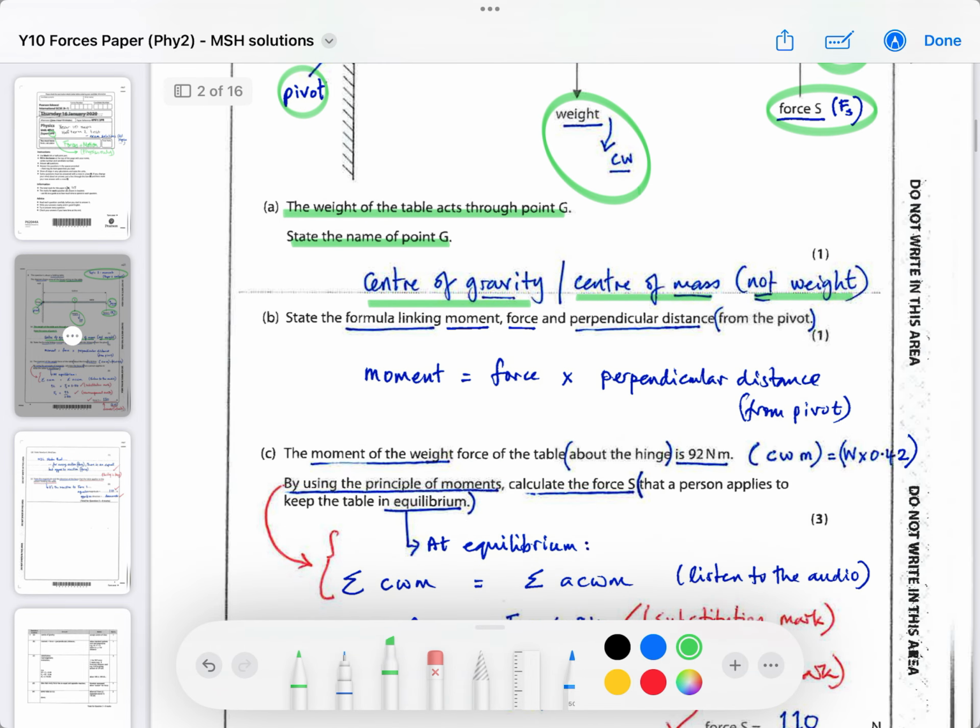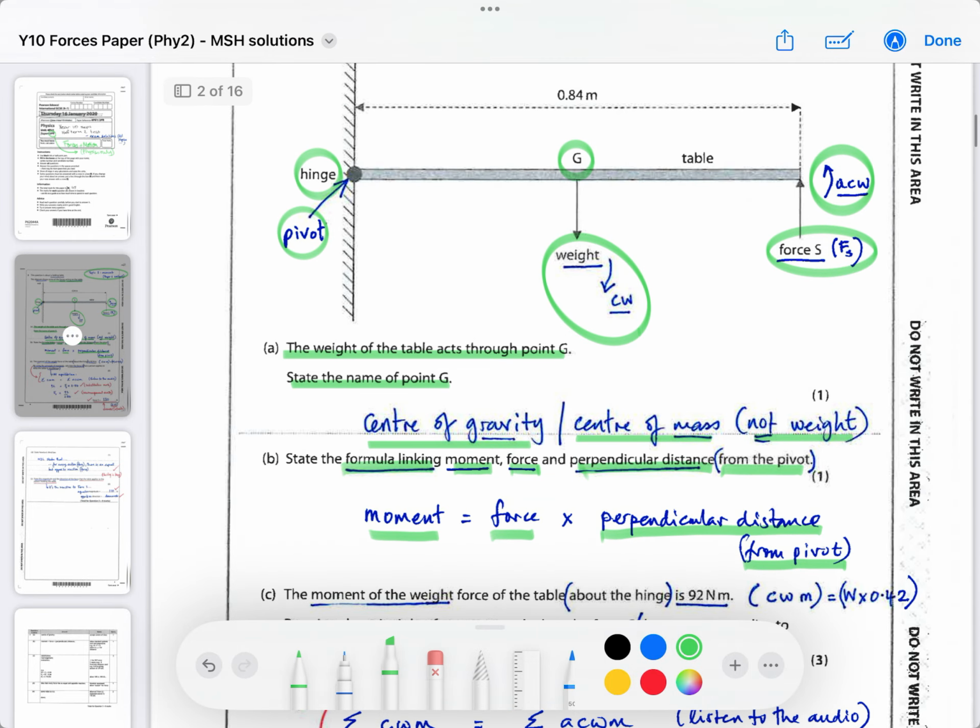All right, they then want you to show that you know the formula linking moment, force, and perpendicular distance from the pivot. Okay? So remember, all distances in moments are at right angles to the direction of the force. So let's just have a look at what that means. So the weight is going up and down, and the distance to the hinge is half of the length of the table, which is given to us. So we know D must be 42 centimeters.